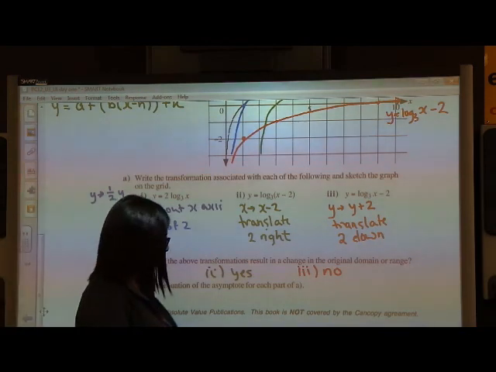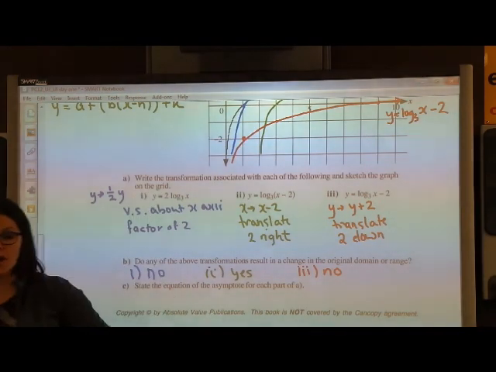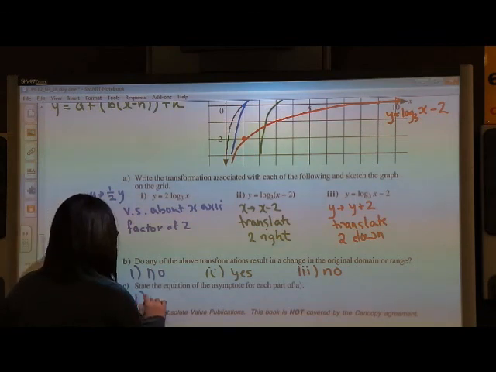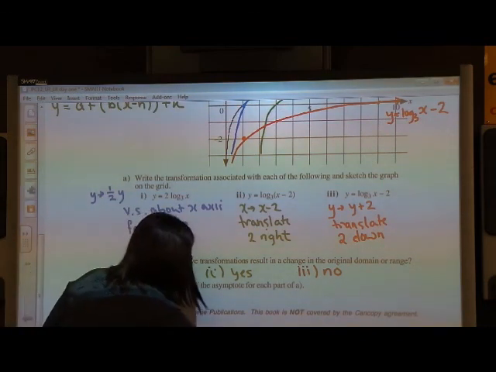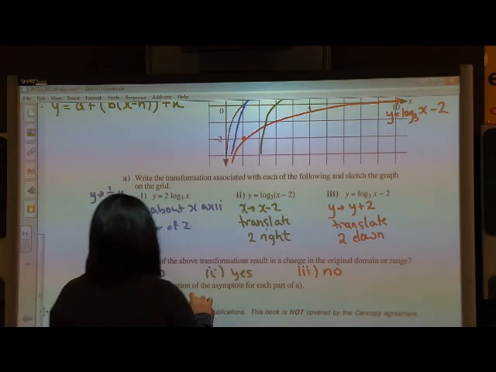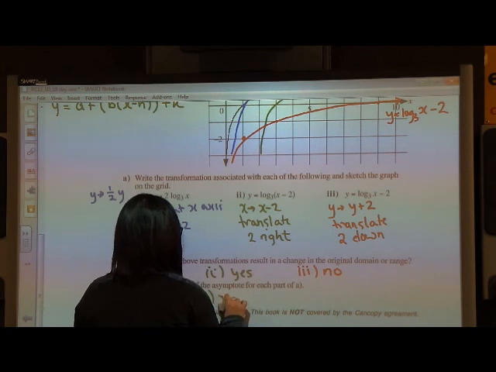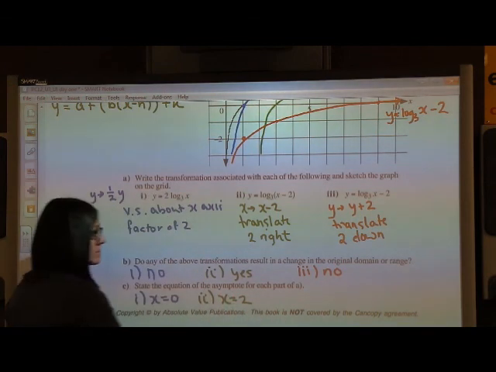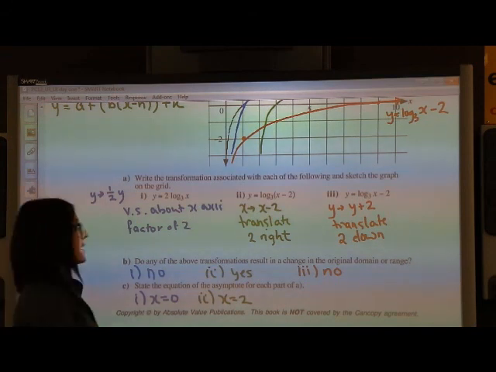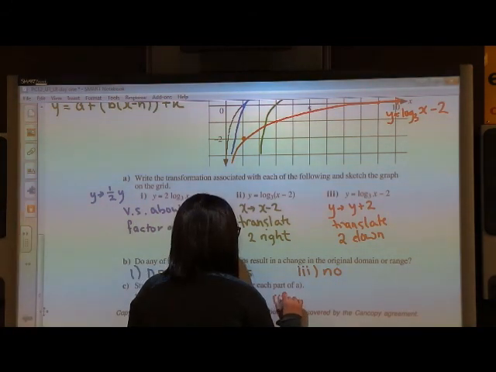So what is the asymptote of the first graph, the one that I drew in blue? X equals 0. What about the graph in green? X is equal to 2. And the one in red? X equals 0. X is equal to 0 again.